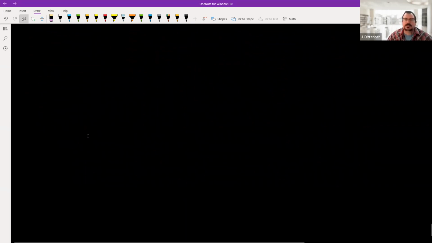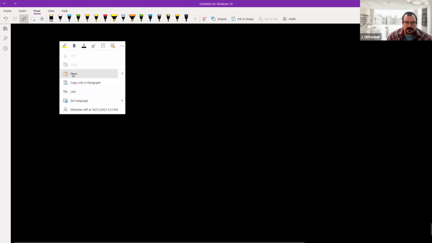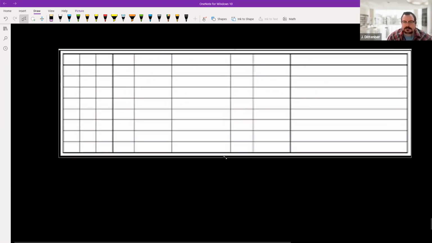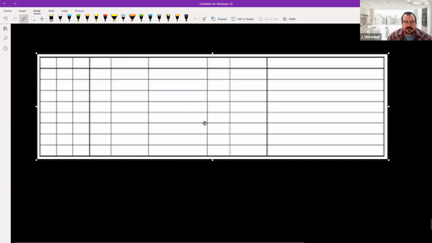Okay, so let's see. Let me see if I can do this the easy way. Here we go. I'm just going to grab a truth table here if I can. Let's see if it works. Usually I draw it, but it just takes so long to draw one. So, okay, here we go. This should be good.